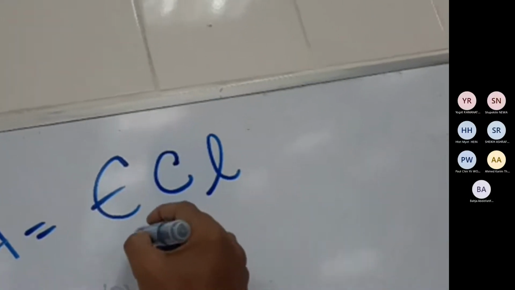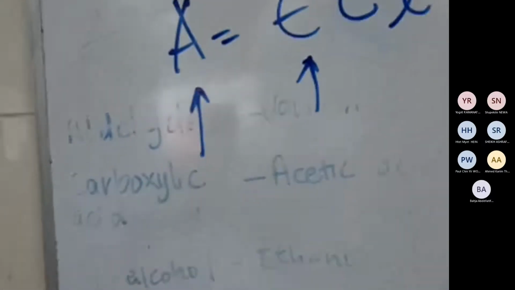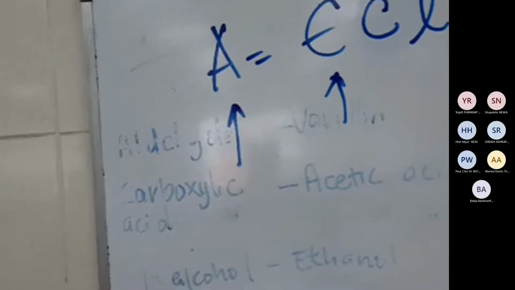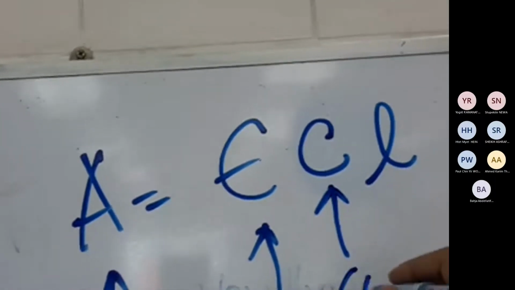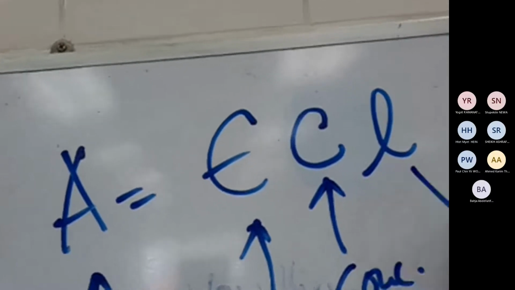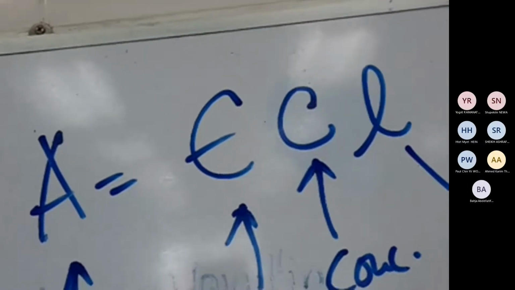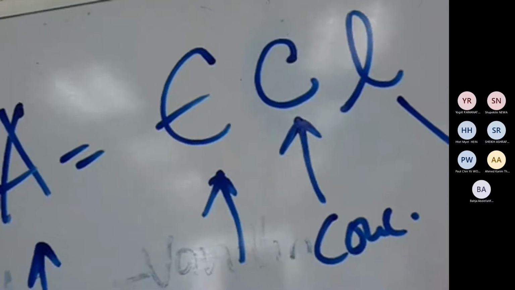Epsilon is the constant for this type of absorption. C is the concentration. That is what we need. And L is the path length. Path length for this type of absorption spectroscopy is usually 1 centimeter. The width of the cuvette is the path length.